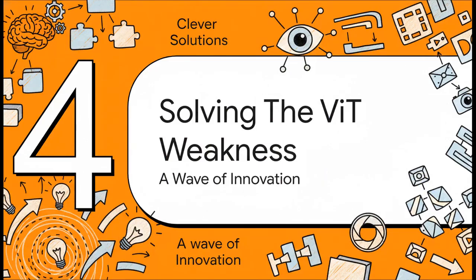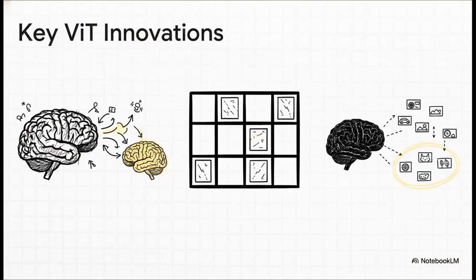Now, needing 300 million images isn't really practical for most applications, right? That data hunger challenge we just talked about is precisely why the next wave of research was so critical. The whole community got to work developing some really clever solutions to make ViTs way more efficient. Here are 3 key innovations that you should definitely know.